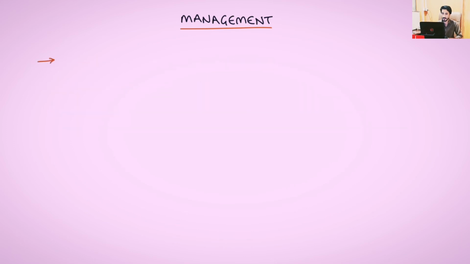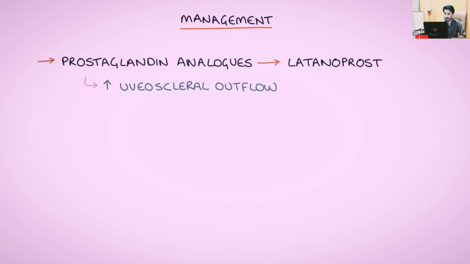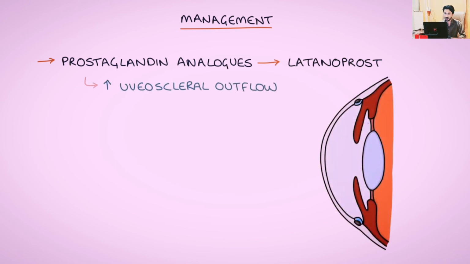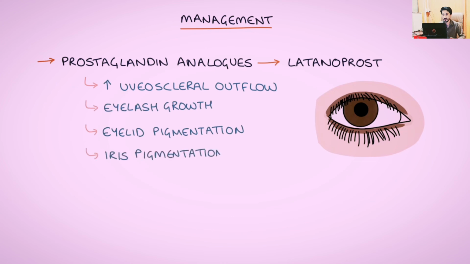The first-line treatment is something called prostaglandin analogues, used as eye drops, and an example of this is latanoprost. And these eye drops increase the uveoscleral outflow. And the uveoscleral outflow refers to the drainage of the aqueous humor from the anterior chamber into the anterior chamber angle, rather than going through the traditional trabecular meshwork. Notable side effects from prostaglandin analog eye drops like latanoprost are eyelash growth, eyelid pigmentation, and iris pigmentation.